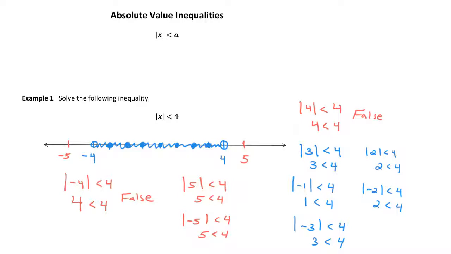Here's the takeaway. If you have the absolute value is less than a number, it means you're less than that number, but you're greater than the negative of it. Let me write that up above here. What this means is two things. It means x is less than the number, but it also means that x is greater than the negative of that number. We call this a compound inequality.